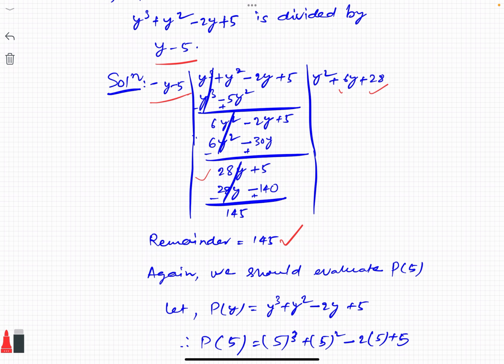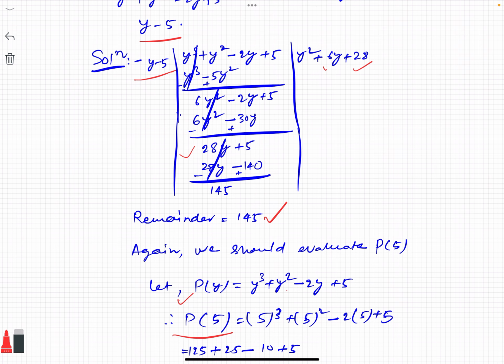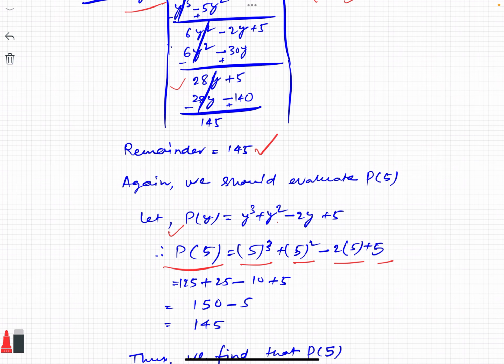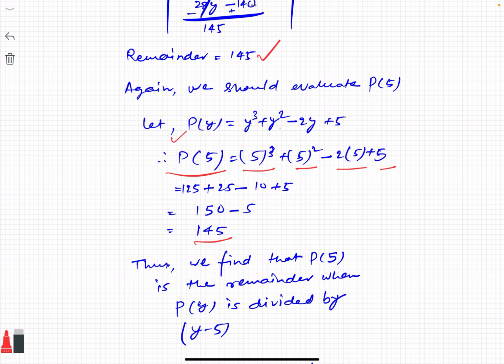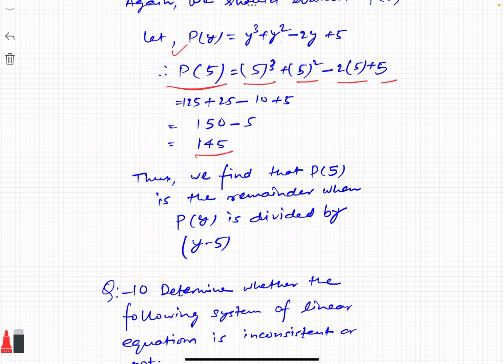Again, we should evaluate p(5). p(y) is equal to y cube plus y square minus 2y plus 5. We will put the value of y. p(5) is equal to 5 cube plus 5 square minus 2 into 5 plus 5. We will get 145. Thus, we find that p(5) is the remainder when p(y) is divided by y minus 5.